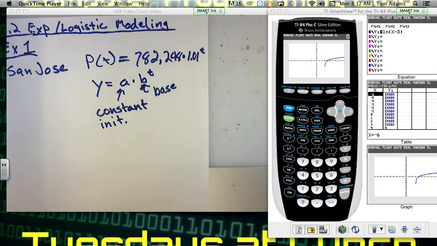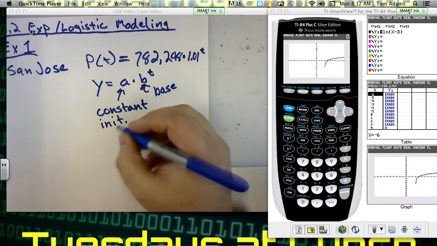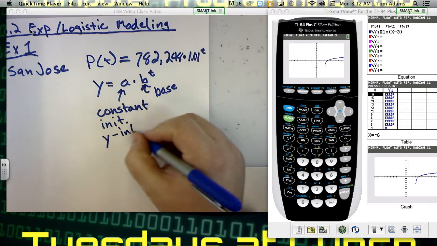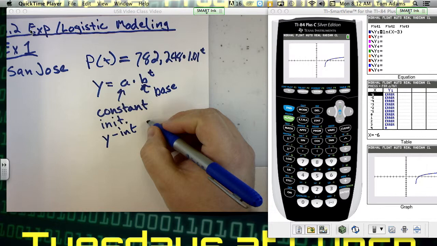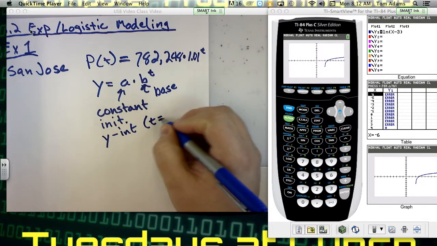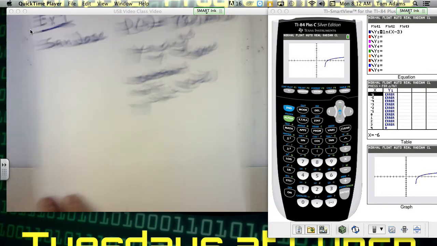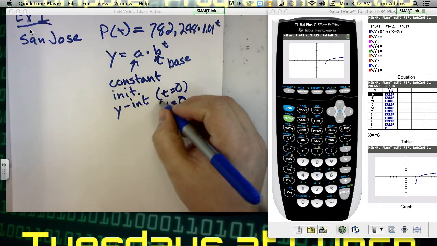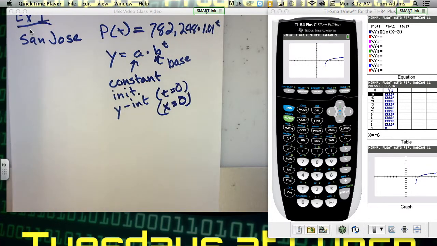Okay. So in most cases, it's the y-intercept, because it occurs when t equals 0, right? And when t equals 0, and normally when we plug this in the calculator, we would say x equals 0, right? So it doesn't have to be t, it could be x. But when we graph it, usually it's the y-intercept, which is the initial condition in most cases.